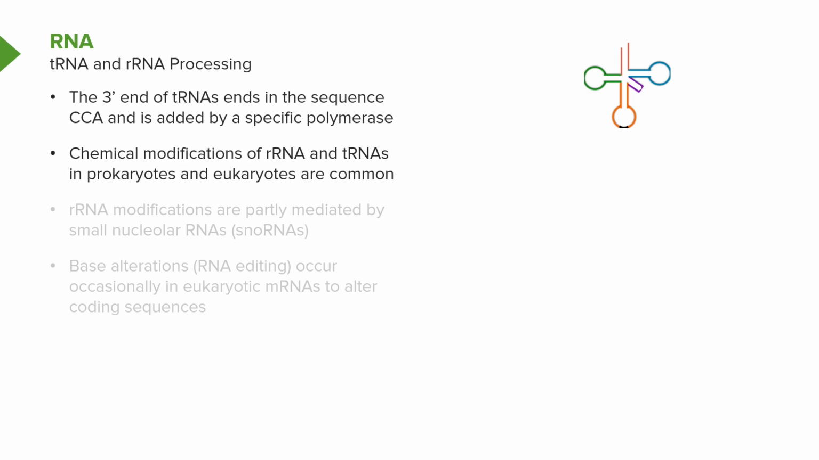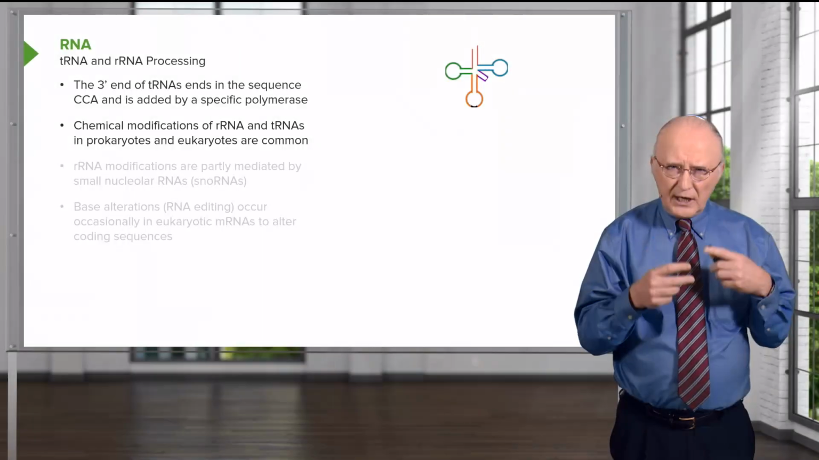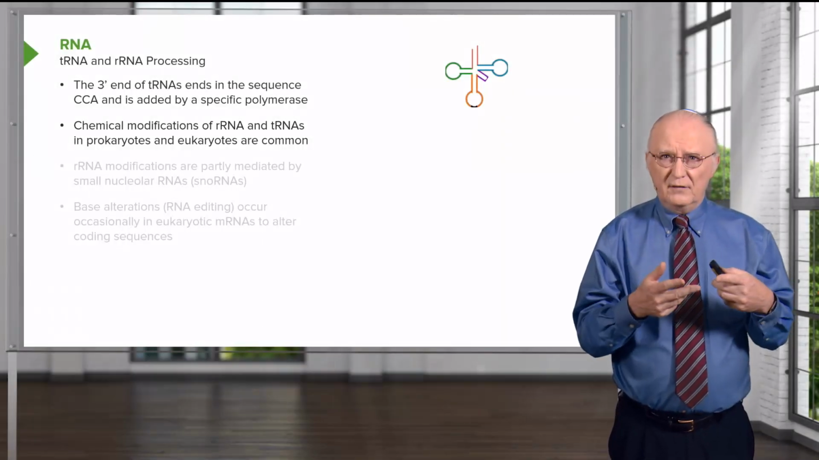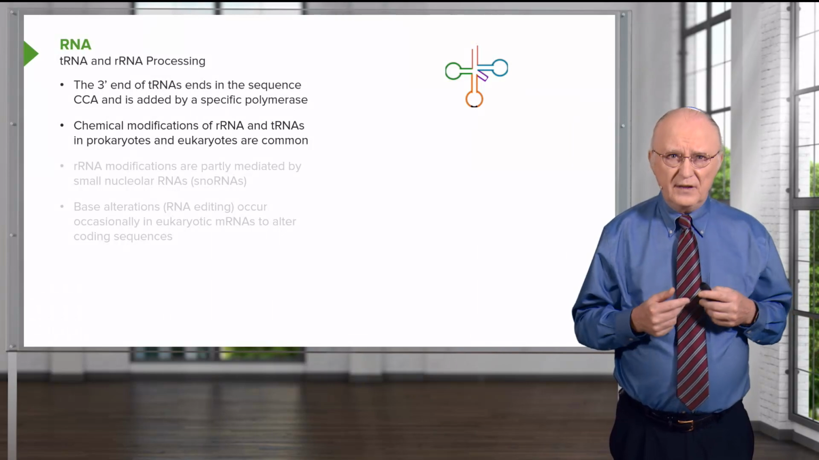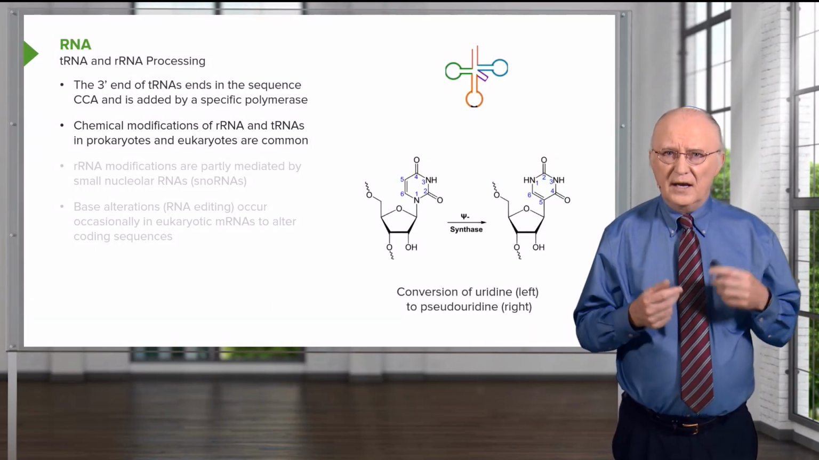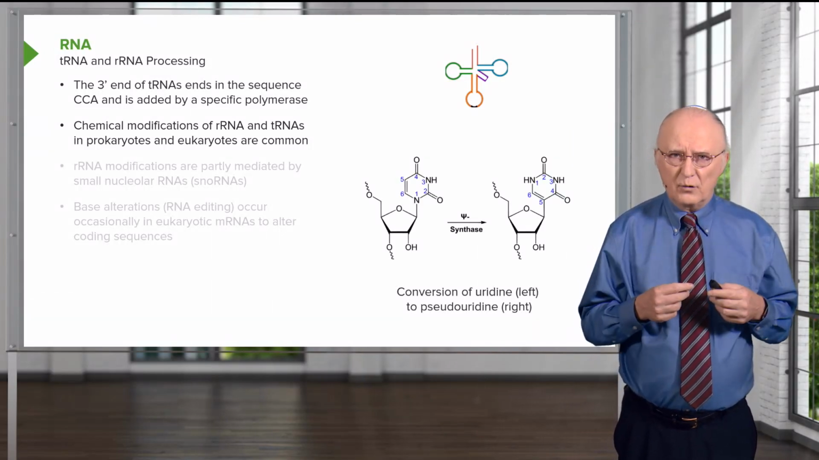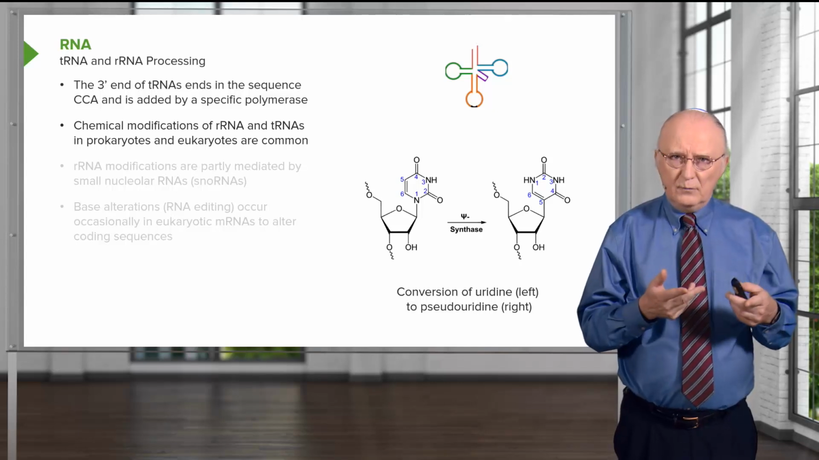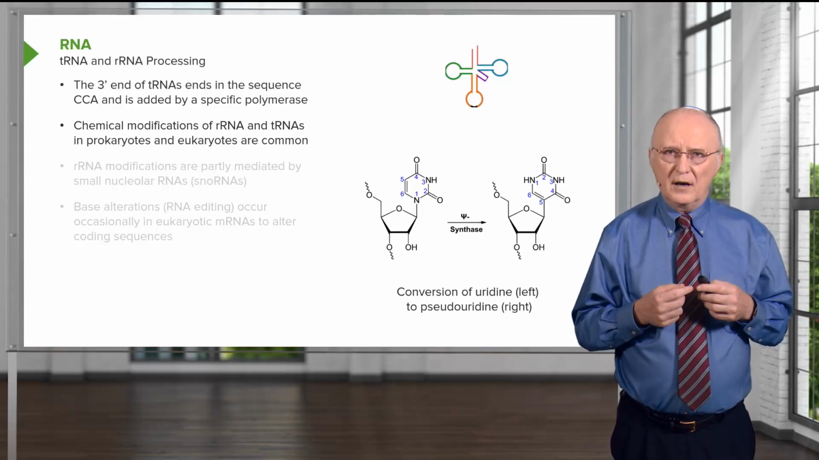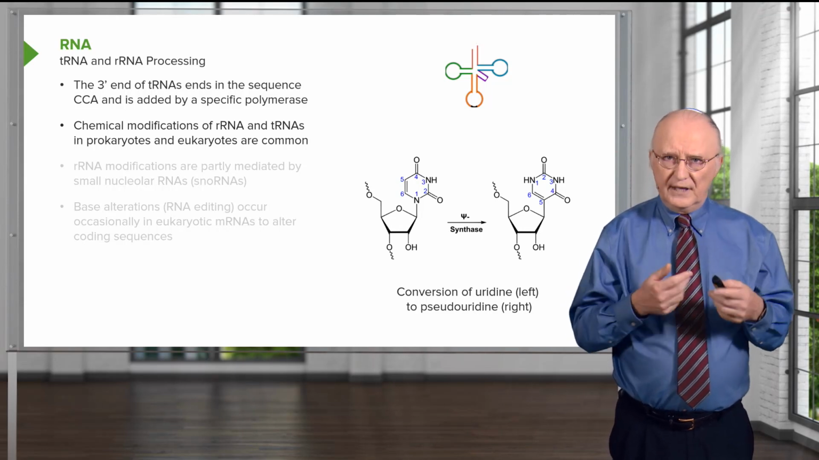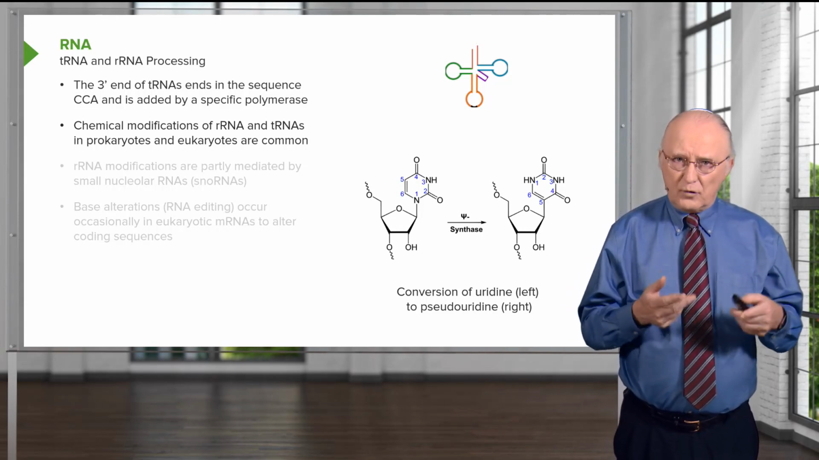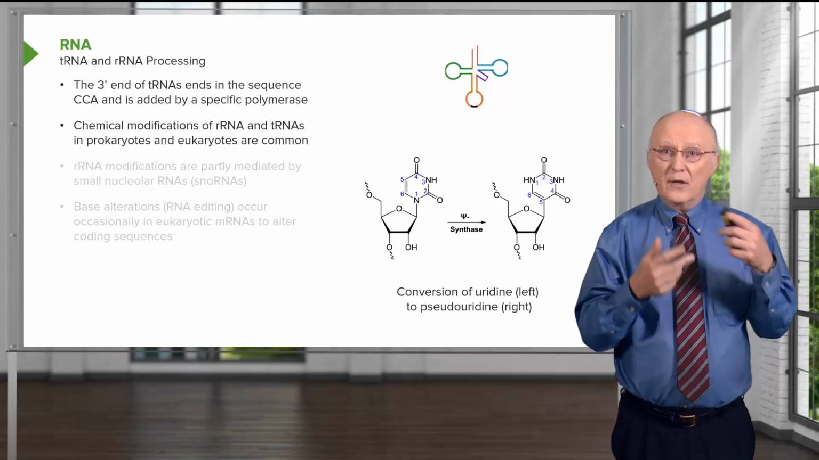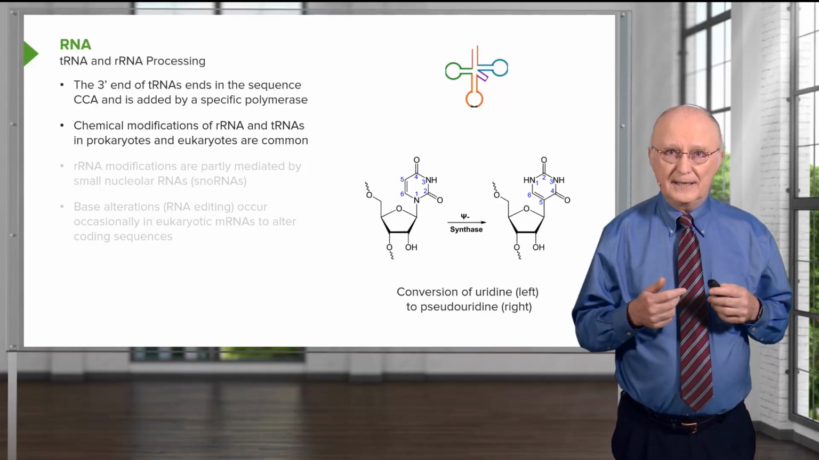Now, chemical modifications of ribosomal RNAs and transfer RNAs occur in prokaryotes and also in eukaryotes, and these chemical modifications are quite common. They will actually change what the structure of an individual nucleotide base is within these individual molecules. Now, you can see, for example, in this figure shown on the right, the conversion of uridine, which of course is a U within a transfer RNA, to a pseudouridine, as shown on the right. And this transformation has added another nitrogen to the ring, as you can see.